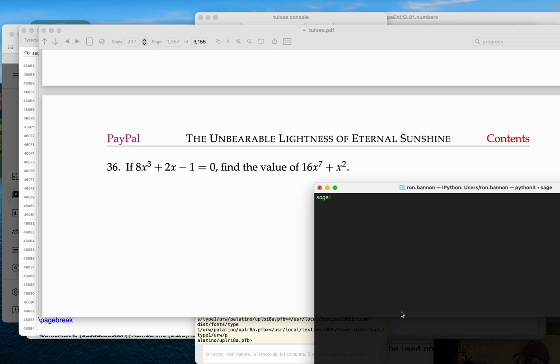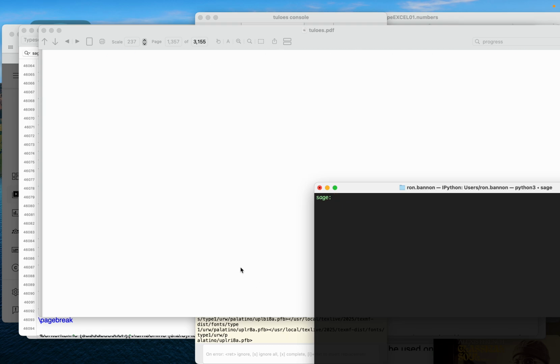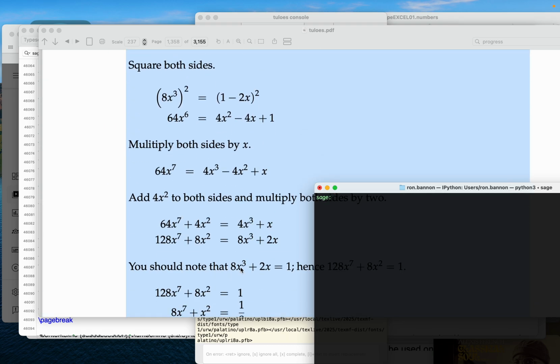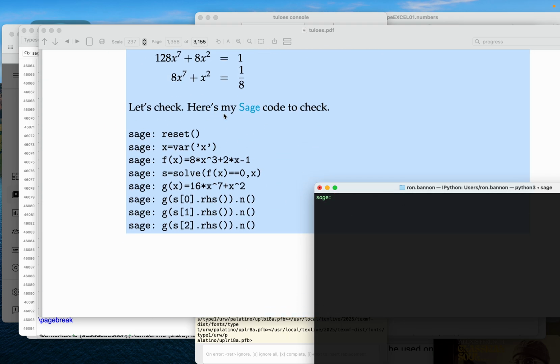Okay, we're given a cubic equation that'll have three solutions to it, and then they want me to find the value of 16 times x to the seventh plus x squared. All right. So we went through the paper and pencil work, and then what I want to do is I want to check it out. So let's go through that, and I'll explain what we're doing each step of the way.